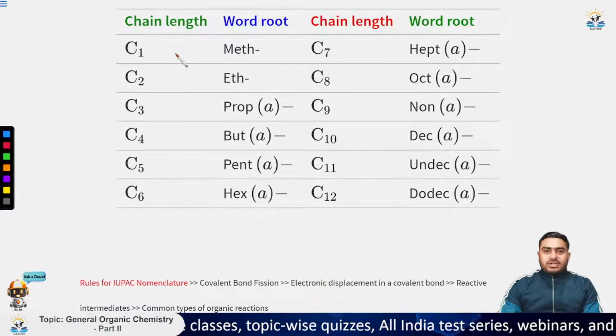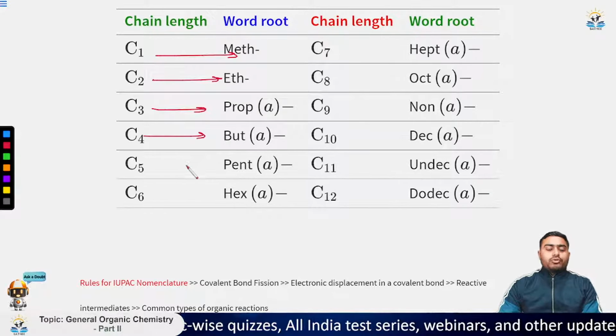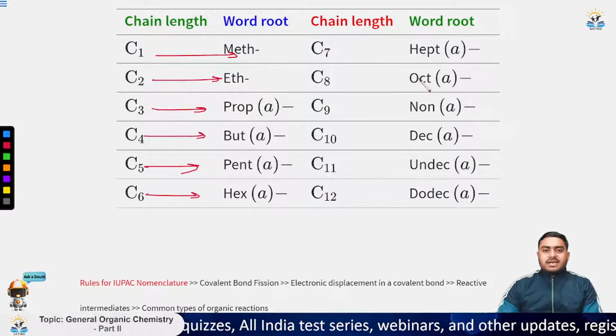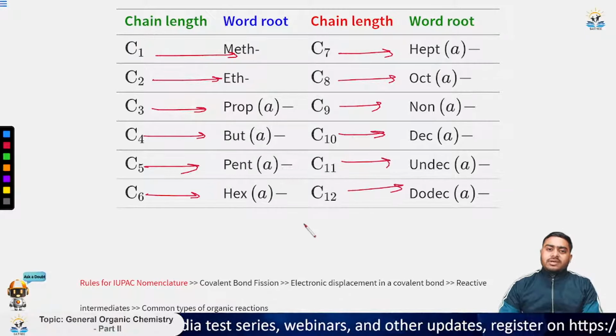If chain length is 1 carbon, then the word root will be meth. Chain length 2 carbon, eth. 3, prop; 4, but; 5, pent; 6, hex. Similarly, so on, 7, 8, 9, 10, 11, 12, like this.